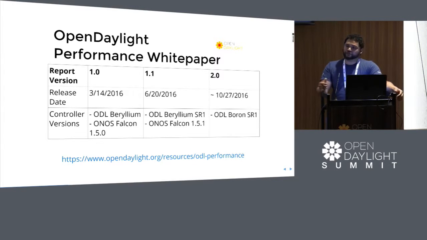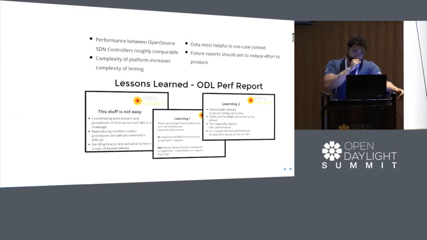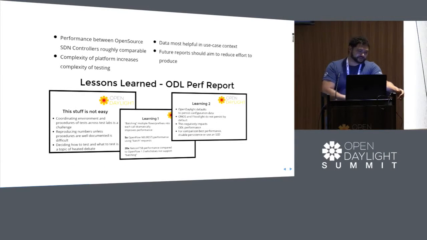I think you'll get the 1.1 report, which is an updated version of 1.0, but it should have more information about what we found 6 months ago. I guess not quite 6 months ago. Some of the lessons we learned from the ODL performance report. First, the performance between open source SDN controllers is roughly comparable, at least as we found when we tested in, I guess it was May.